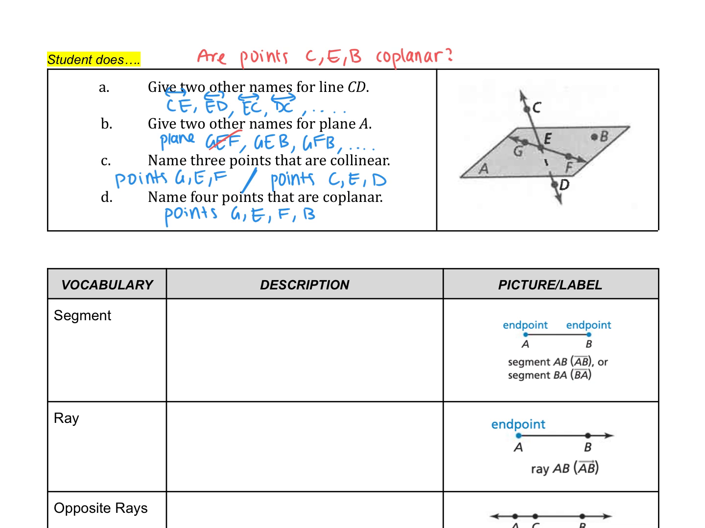So are C, E, and B coplanar? Yes, they are. Any 3 points form a plane. So Diana, you were correct.